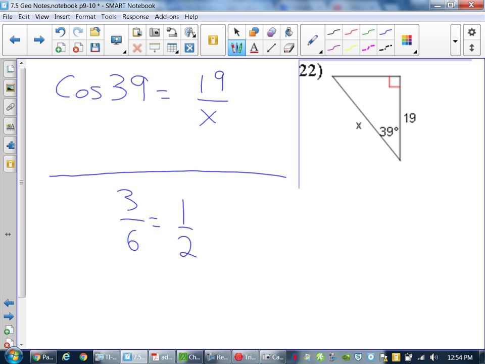Remember that? So if I flip-flop, exchange-o, change-o, the 3 and the 2, I would get 2 over 6, which is 1/3. Is that true or false? It's also true. So basically what happens then in case 2, when the variable's in the bottom, all you have to do is an exchange-o, change-o.